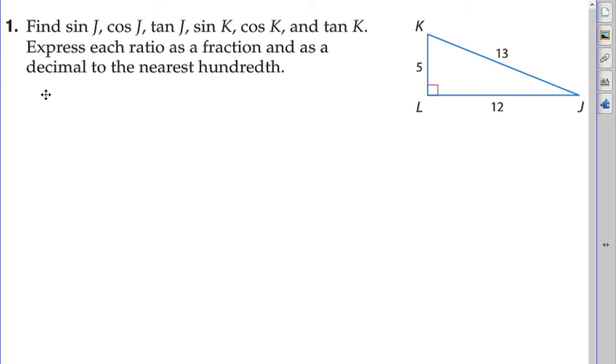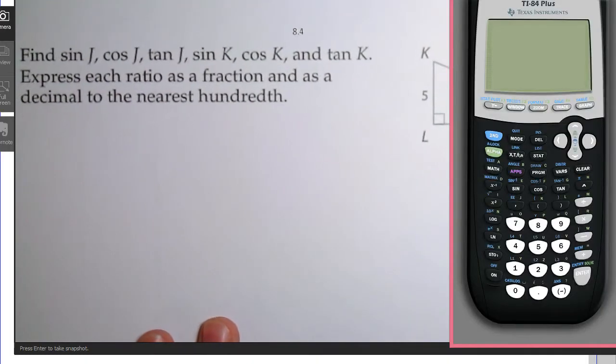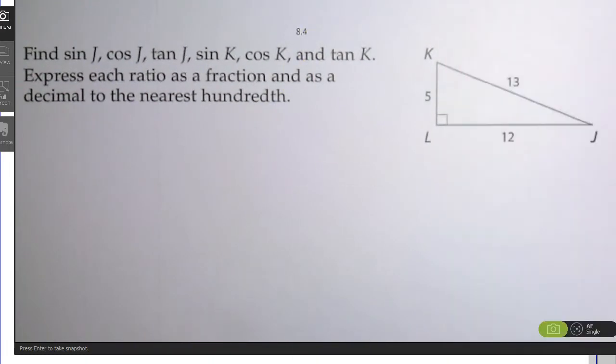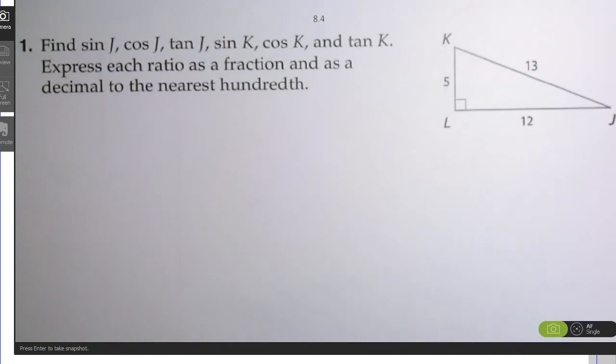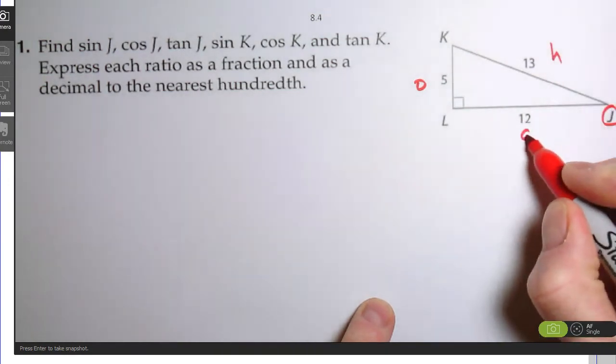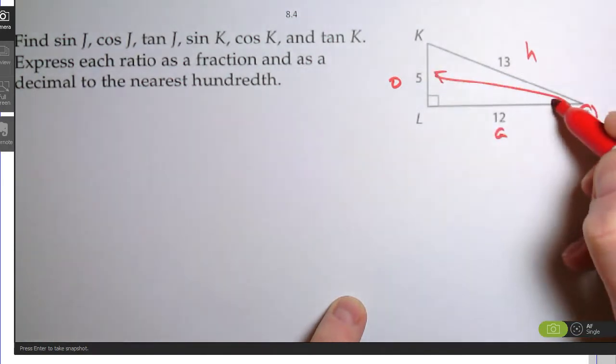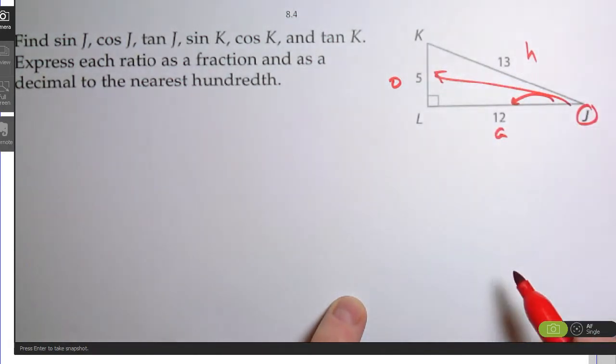Okay. All right, so here's the first example. It's asking us to find sine J, cosine J, tangent J, sine K, cosine K, and tangent K. And then it says round each decimal to the nearest hundredth. So I'm going to need my calculator out, and I'll go to the drawing now. So for angle J, this is the opposite, this is the hypotenuse, this is the adjacent. Because again, opposite is directly across, adjacent is next to, hypotenuse is always the biggest one.